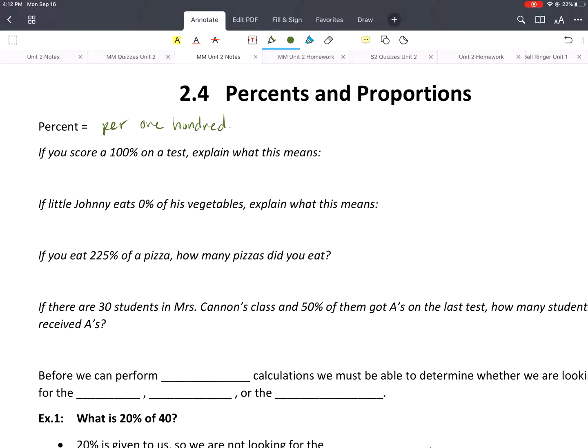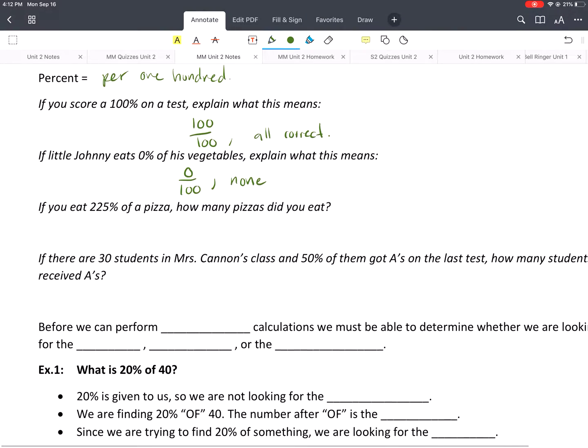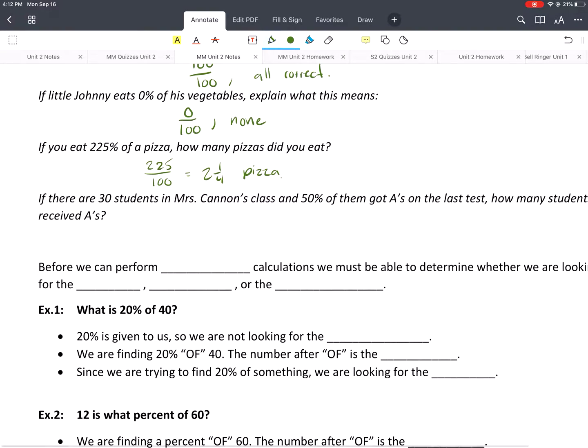If you score 100% on a test, explain what that means. That would be 100 out of 100, so you got all of them correct. If Johnny eats 0% of his vegetables, that would be 0 out of 100, meaning he ate none of his vegetables. If you eat 225% of a pizza, how many pizzas did you eat? That would be 225 out of 100, which gives us 2 1/4 pizzas. That's a lot of pizza. Maybe they're mini pizzas.